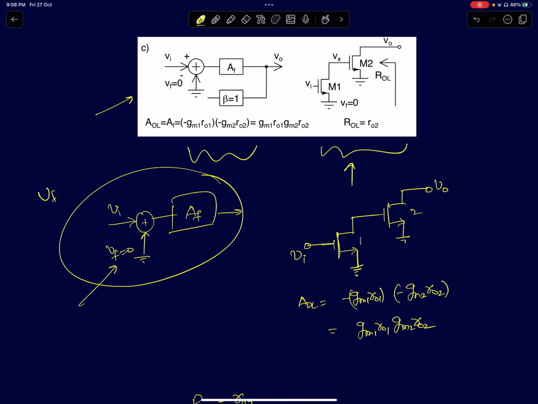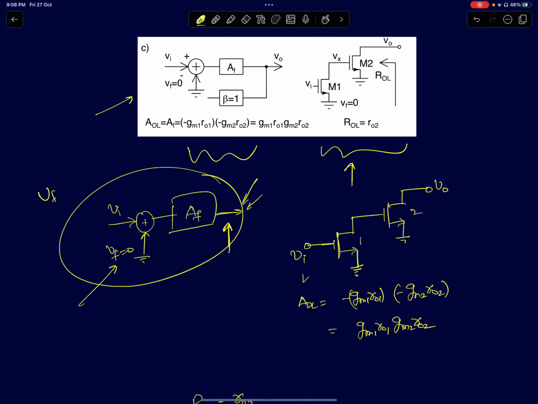And the output has to be open circuited. The feedback network should not load it. You have to just keep it open here. Ideally, you should terminate the output terminal with the impedance of the feedback network, but here there is no feedback network. You are directly feeding it into the source, and the impedance at the source is infinity. So you can just leave it as it is.